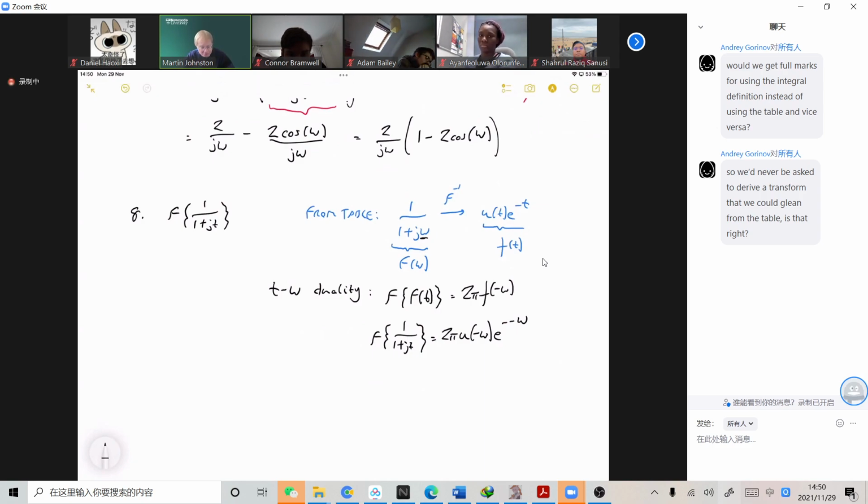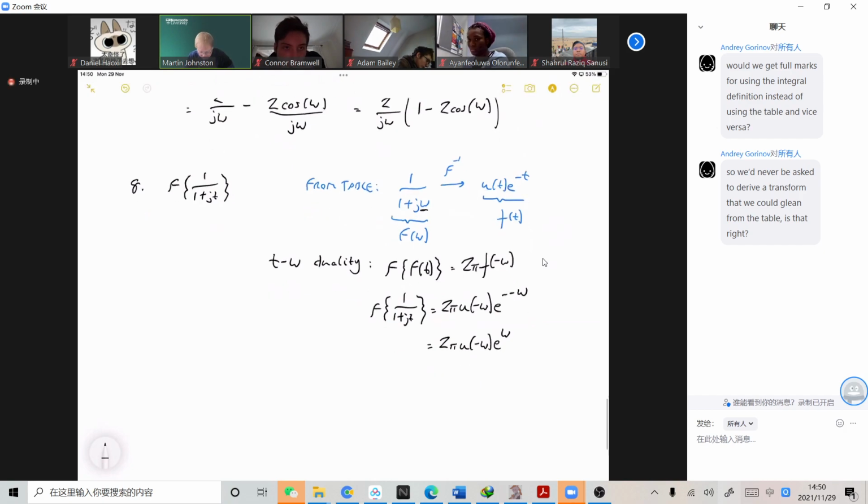Right. So in this case, we've got 2 pi u of minus omega e to the omega. Now, when we have a delta function, we've said the delta function is even, so delta of minus omega is plus omega, but the step function isn't even because it doesn't reflect in the y-axis.